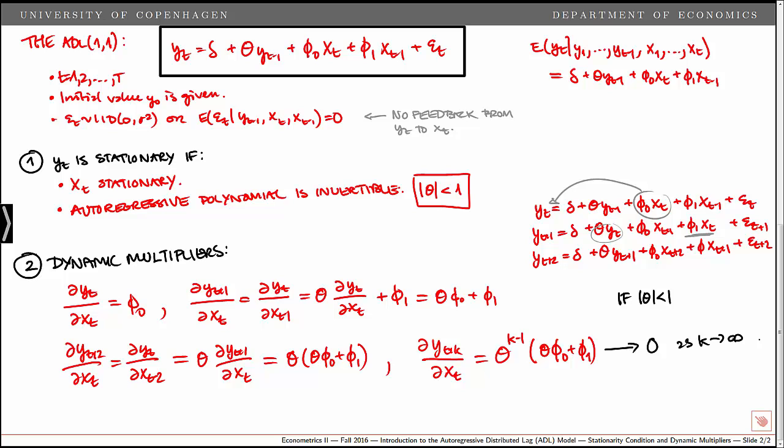So this says that the shocks to x_t only have a transitory effect on y_t, y_{t+1} and so on. So the dynamic multipliers here converge to 0 as k goes to infinity.